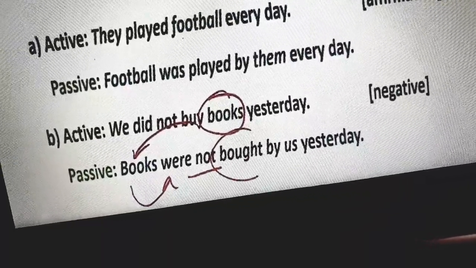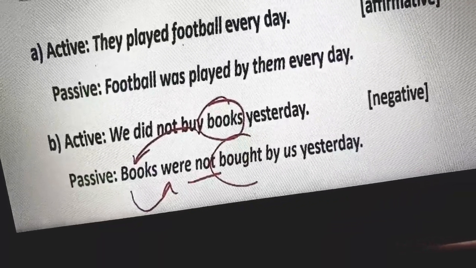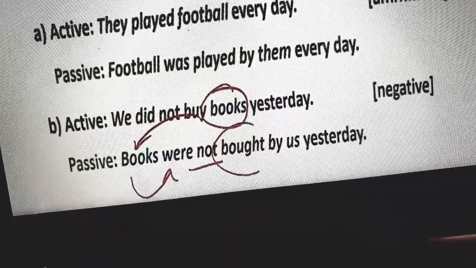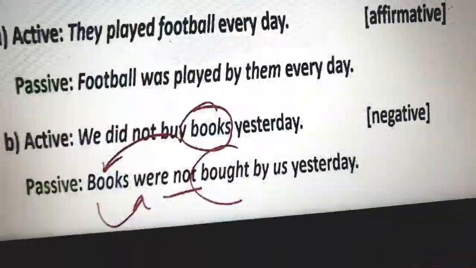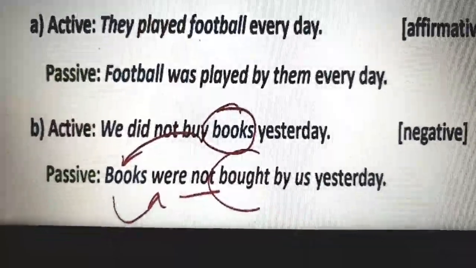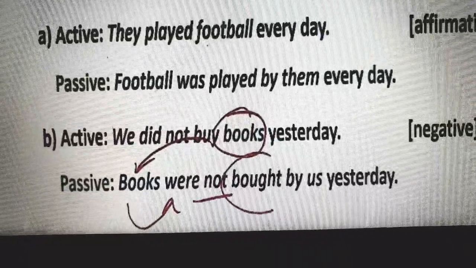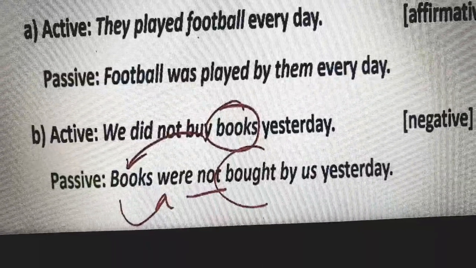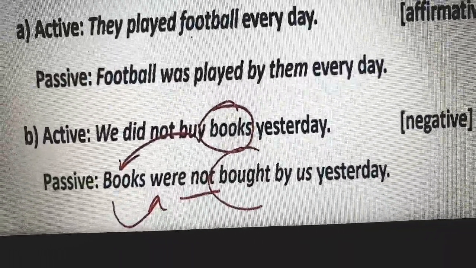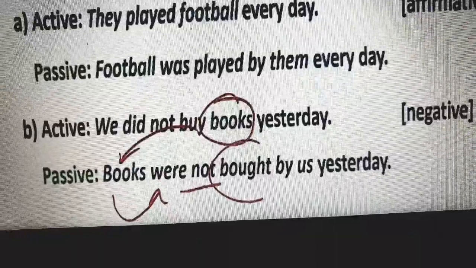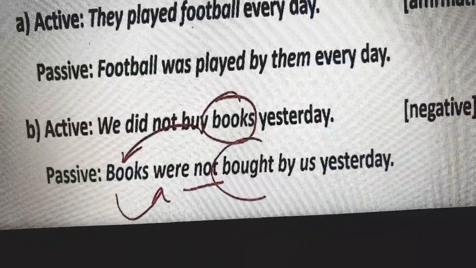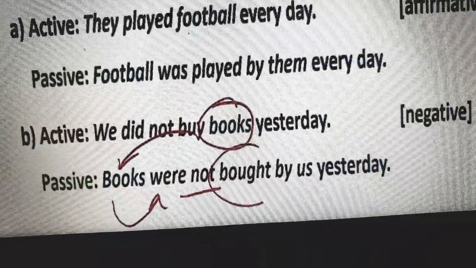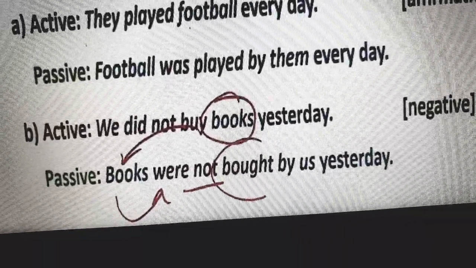Here, we are going to take the object in the active sentence and turn it into the subject in the passive sentence, as you can see. This is it, books. Books, is it plural or singular? Books is plural. We take were not, and we put the third form of the verb buy, bought, and this is of course an irregular verb, not a regular verb, and these verbs we must memorize very well.